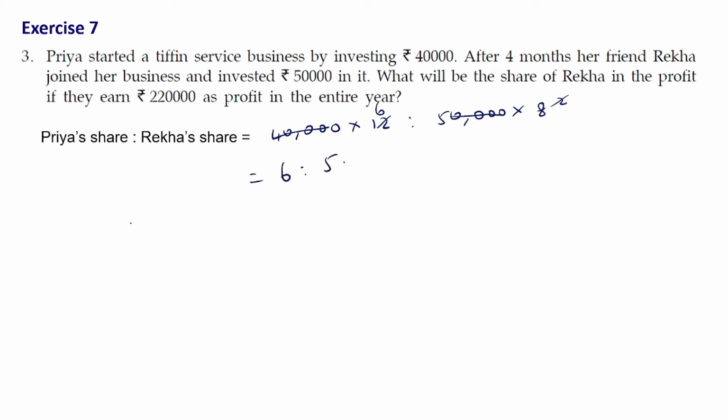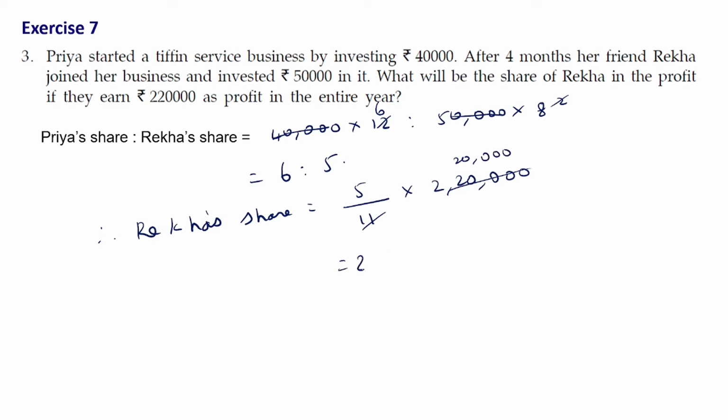Now we need to find Rekha's share in profit if the total profit was 2,20,000. Therefore, Rekha's share will be 5 by 6 plus 5, 11 into the total profit, 2,20,000. So it is equal to rupees 1 lakh. So Rekha's share of profit is rupees 1 lakh.